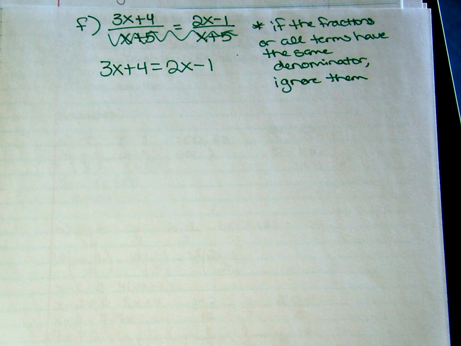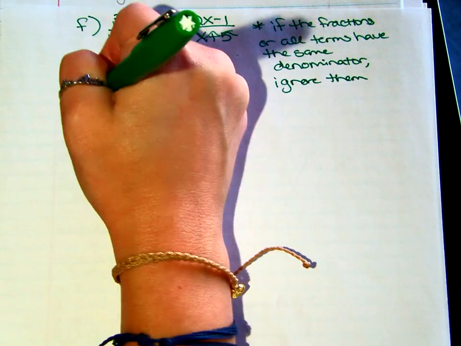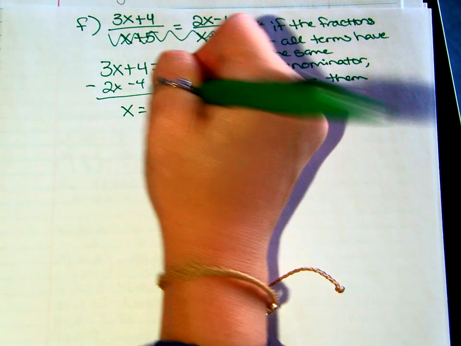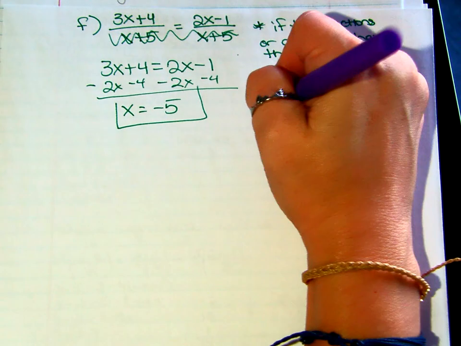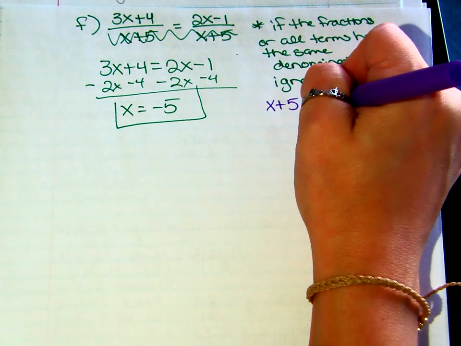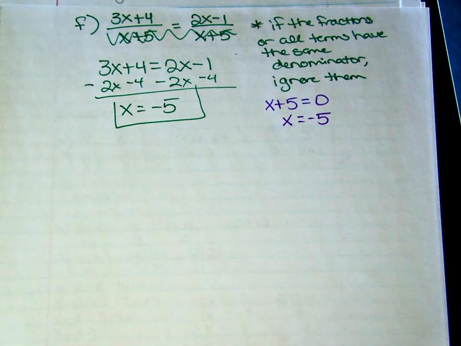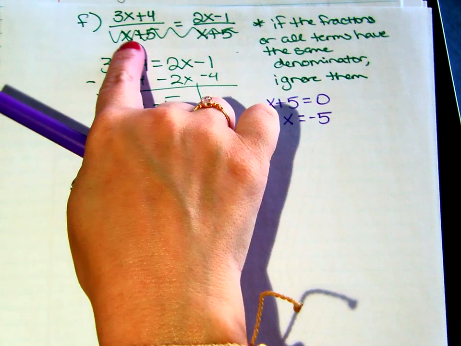So I'm going to subtract the 2x, subtract the 2x, subtract the 4, subtract the 4. So I get x equals negative 5. Now, the original problem, my denominator, was x plus 5 on both of them. If I set that equal to 0 and subtract the 5 to move it over, it tells me that if I let x equal -5 and I plug that back in up here, my denominator goes to 0.